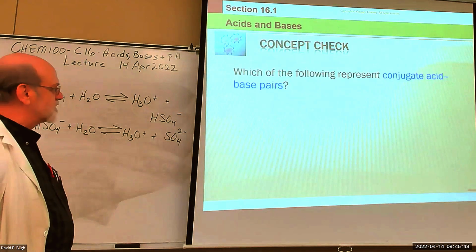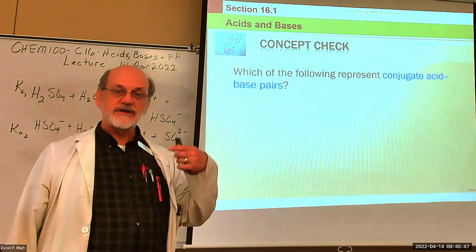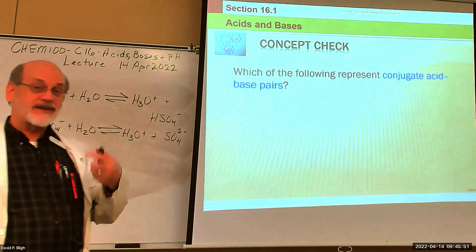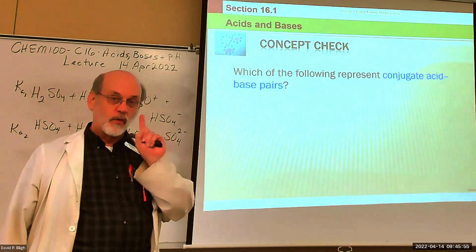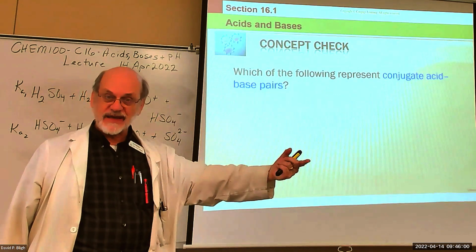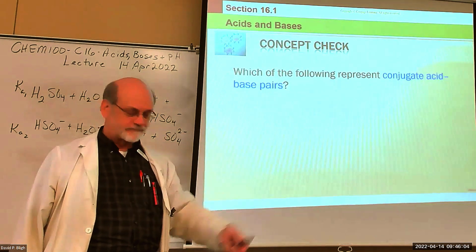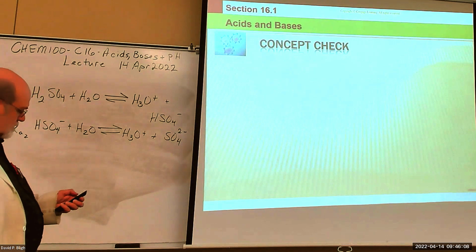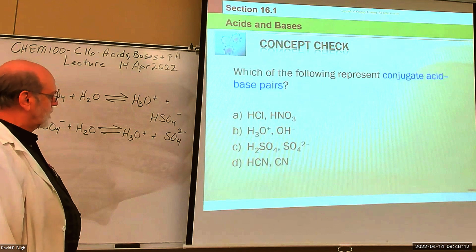All right. So which of the following represents conjugate acid-base pairs? How do you determine conjugate acid-base pairs? Well, you've got to have an acid, and then you have to lose one proton from that acid to make its conjugate base. That's what we mean by a conjugate acid-base pair.